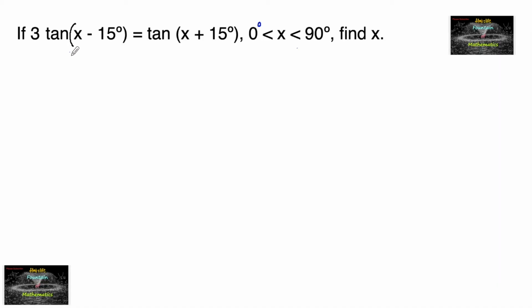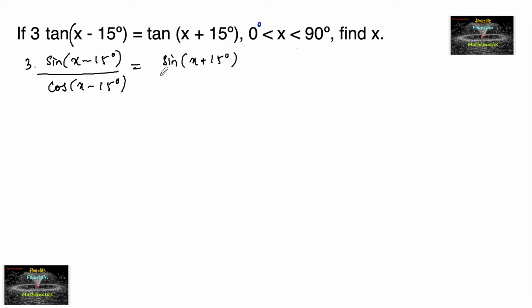If 3 tan of x minus 15 degrees is equal to tan of x plus 15 degrees, for x lying between 0 and 90 degrees, find x. So we can write this as 3 times sin of x minus 15 degrees upon cos of x minus 15 degrees, which is equal to sin of x plus 15 degrees upon cos of x plus 15 degrees.